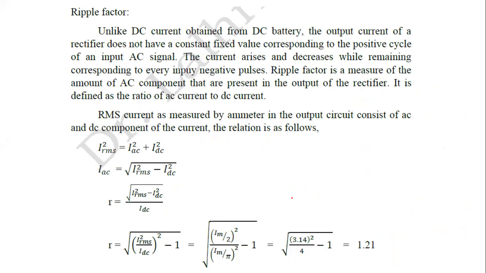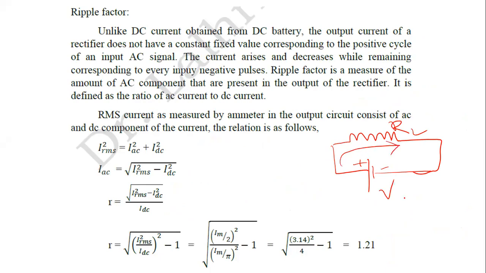So, you know that if you connect a DC battery like this, and let's say you have a certain load resistance RL, so you have a voltage, then you can have a DC current passing through this. The DC current passing through this will be I is equal to V upon RL. It will have a fixed value.